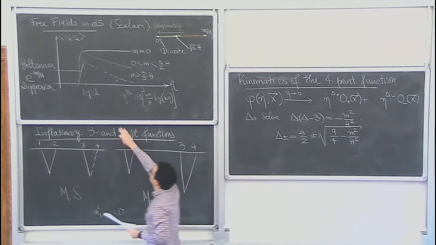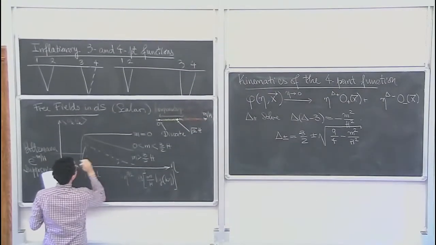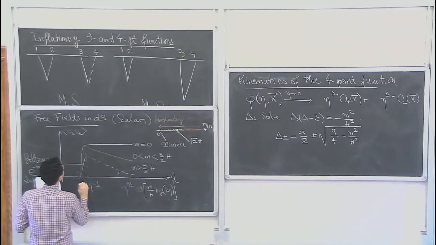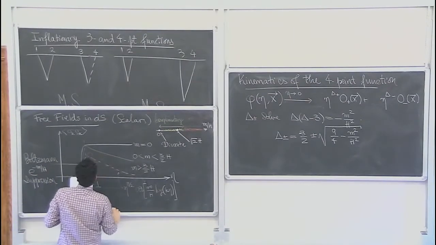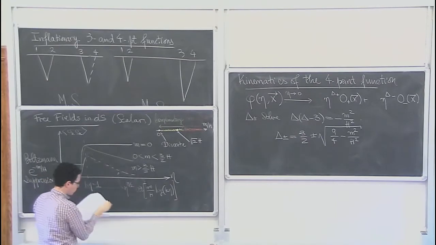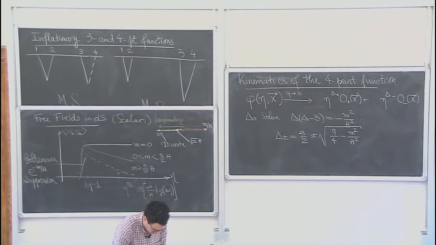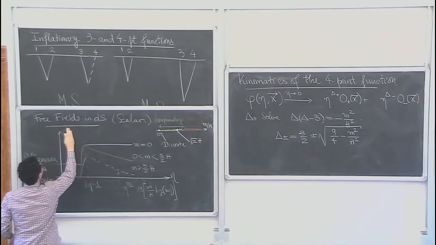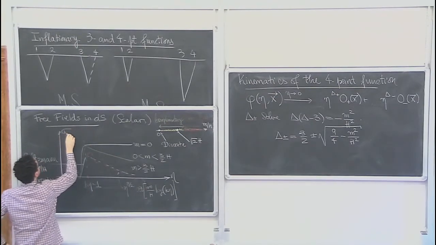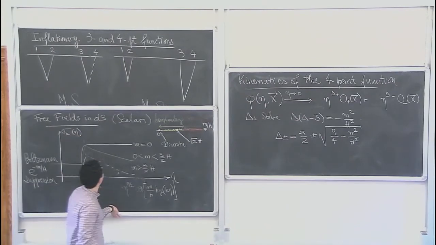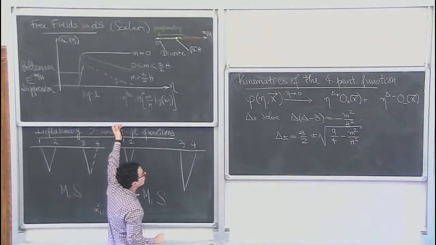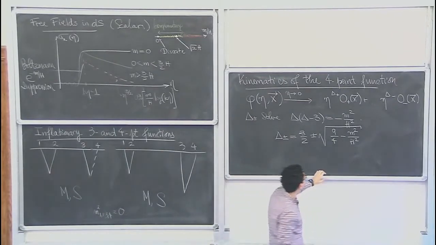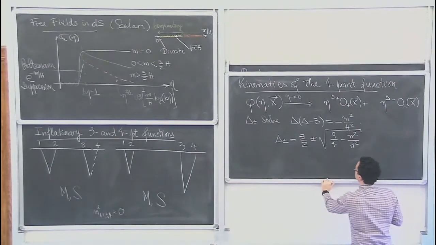Yeah, maybe here. Sorry, I just don't want to mess this up. It's a sigma. It's not the two-point function. It's like sigma k of eta. Okay, sorry about that. So these are the solutions.